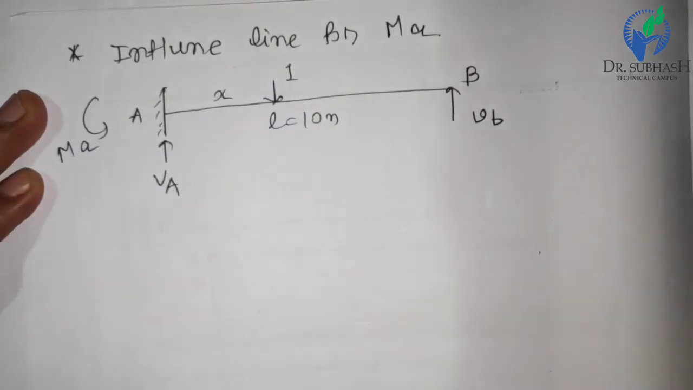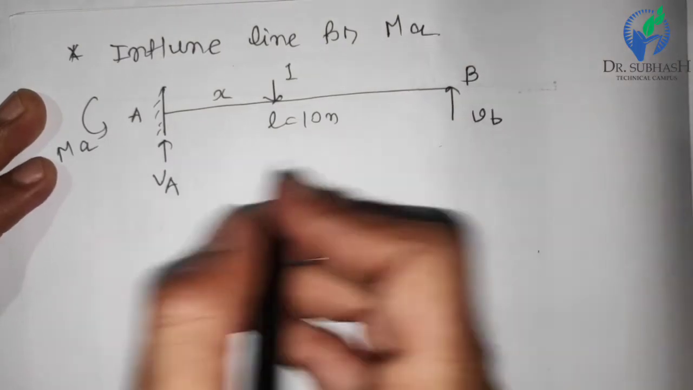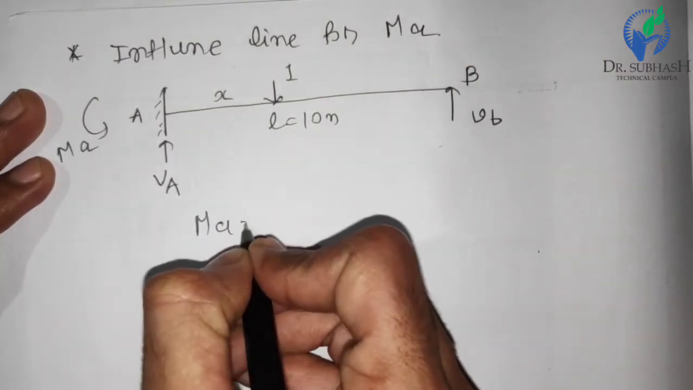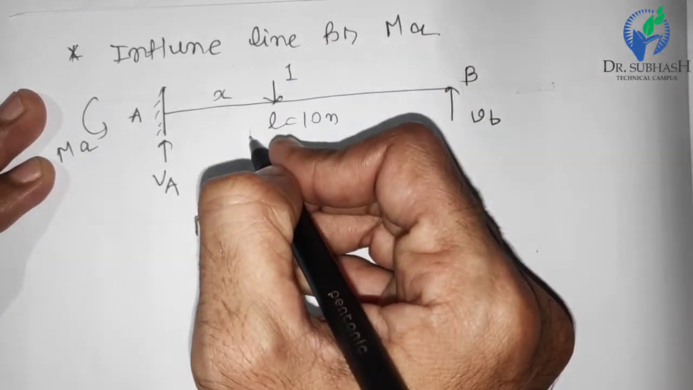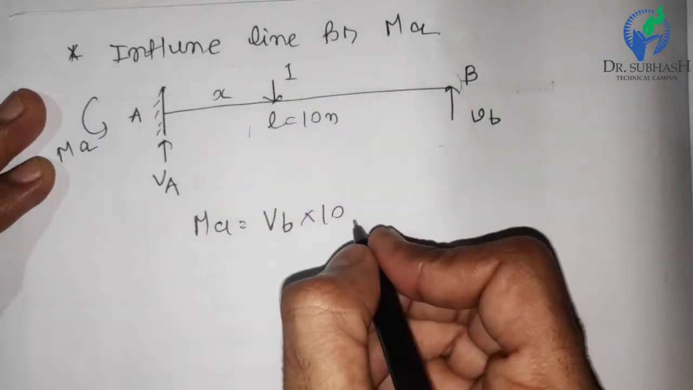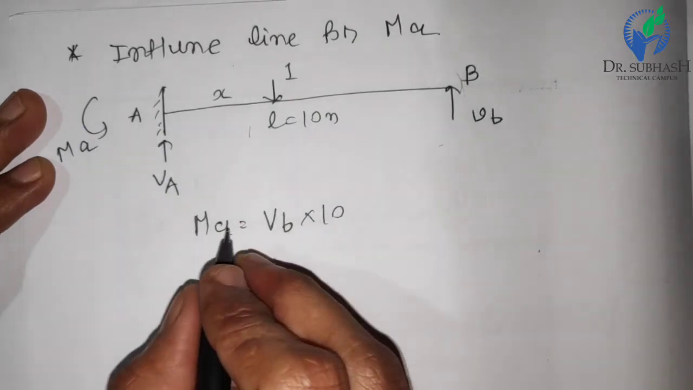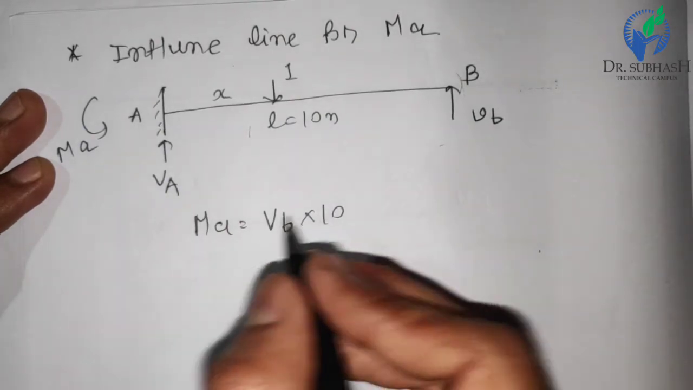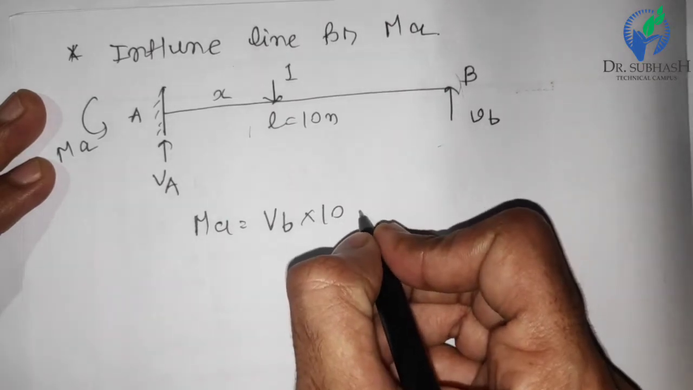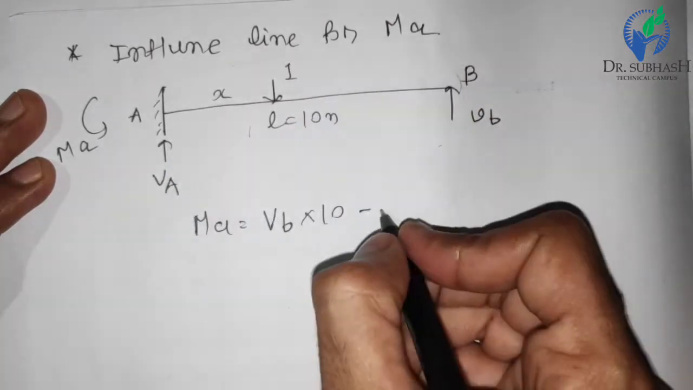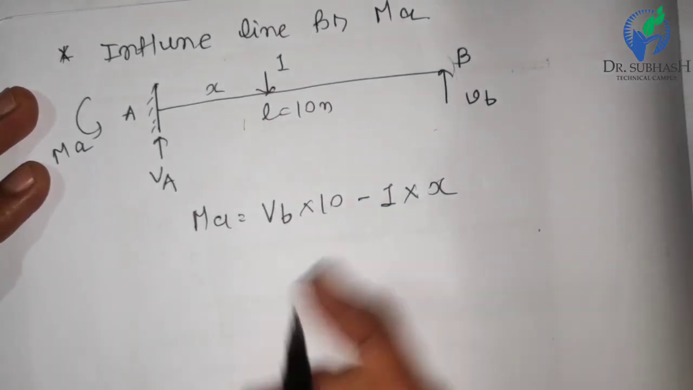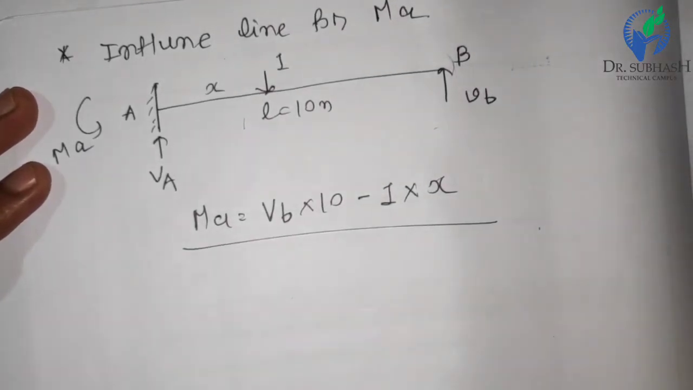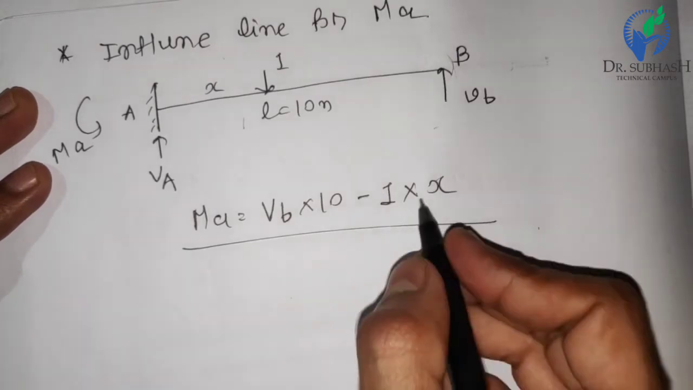This is point A. For any position of the unit load between A and B, if we calculate MA, then what should be done? VB into 10, VB into 10. This is the moment of anti-clockwise, so I write it equal to, on the right hand side, taken as positive, minus 1 into x. So this one is our basic equation of MA. We already calculated the coordinates of VB.